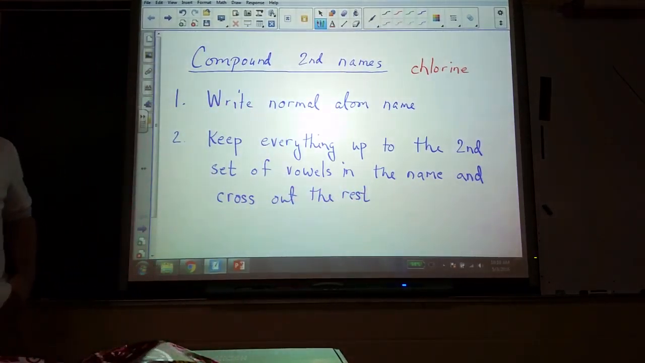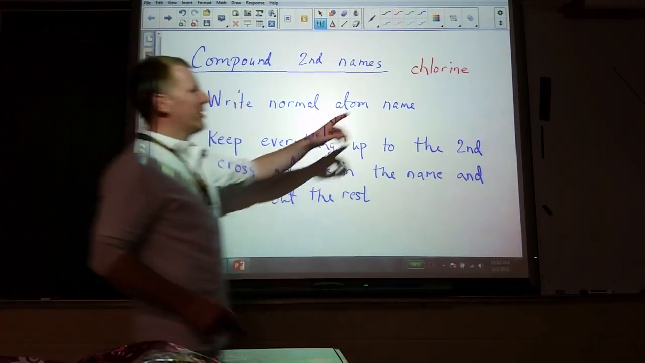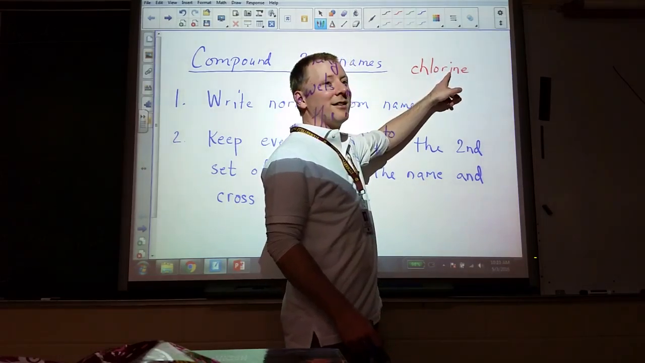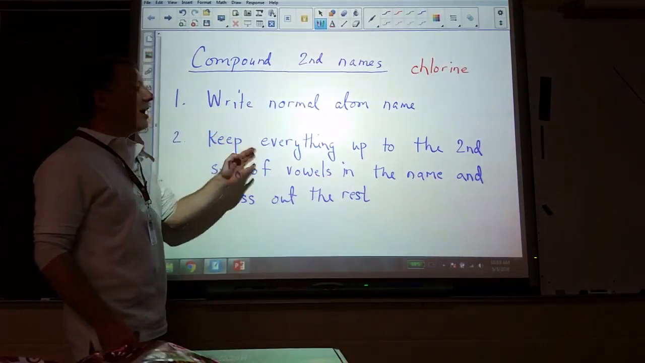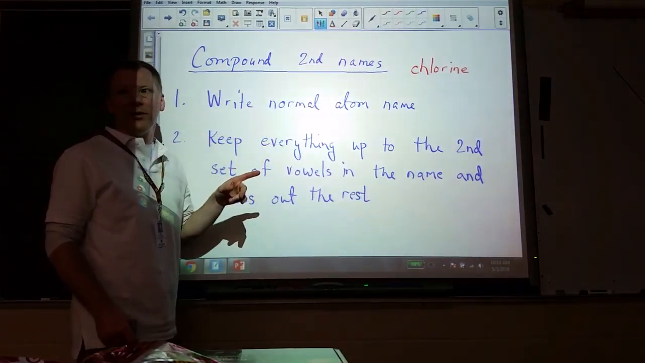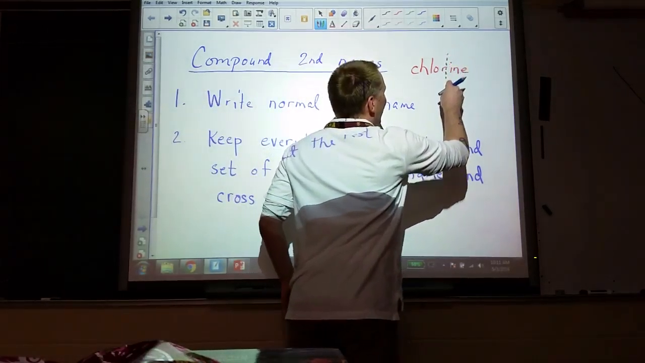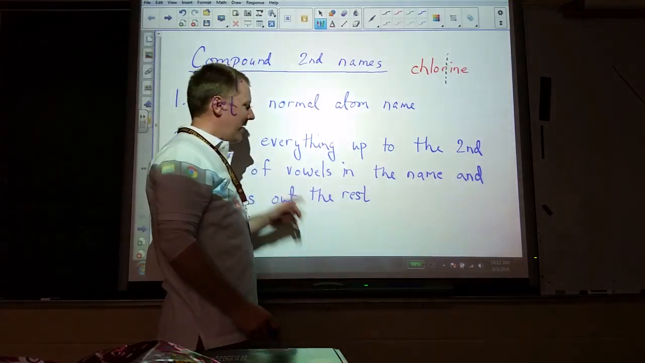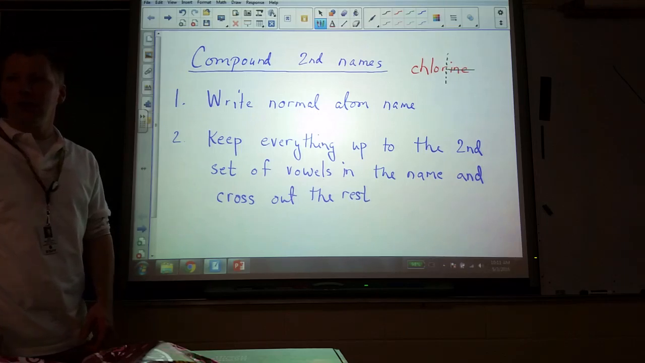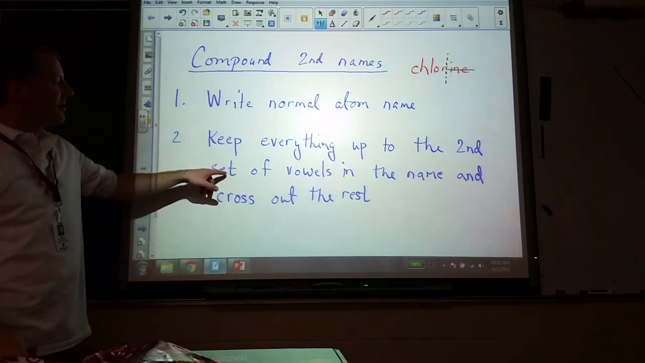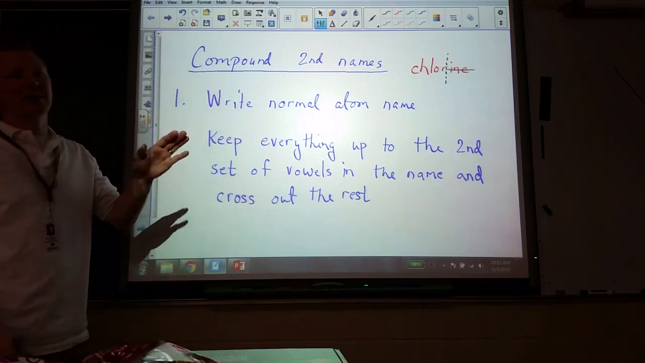Okay, so let's look at chlorine. The first vowel is going to be the O. The second vowel is the I. So we keep everything up to the second set of vowels. There could be more than one vowel there, which is why I say set. We want to keep everything up to that and cross out the rest. So that would leave us with chlor. We go up to the second vowel, and we cross it and everything following it out. It's not always a second vowel.